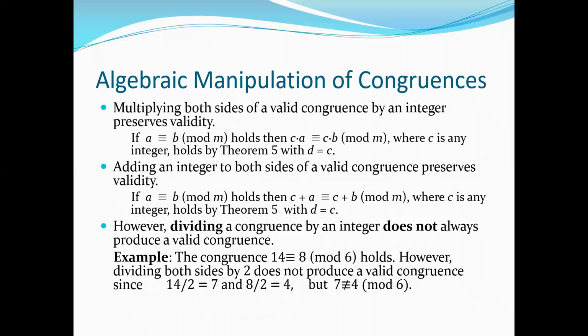Okay, so we also have algebraic multiplication of congruence. So if A is congruent to B mod M holds, then C times A is congruent to C times B mod M, where C is any integer, held by theorem number 5, with D equal to C. But don't forget, for the division, it's not applicable.